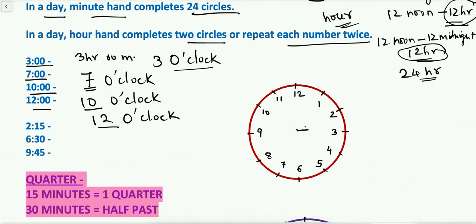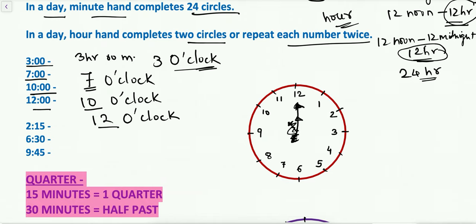For 3 o'clock, the hour hand will be here and the minute hand will be exactly on 12. When we have o'clock, the minute hand will always be at 12. For 7 o'clock, the hour hand will be at 7 and the minute hand again at 12. Now we'll see 10 o'clock. The hour hand will be at 10 and the minute hand at 12. Similarly, for 12 o'clock, both the hour and the minute hands will be on 12 itself. So this is how the clock moves.